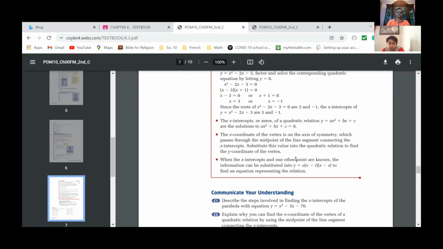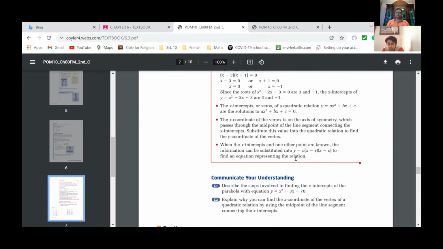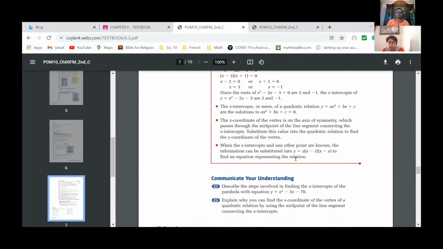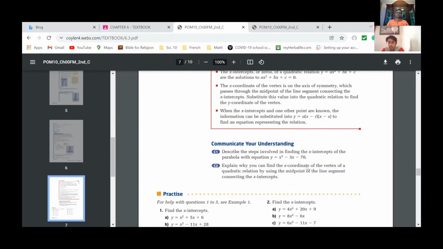Correct. So the x-intercepts, or zeros, of a quadratic relation y equals ax squared plus bx plus c are the solutions of ax squared plus bx plus c equals 0. The x-coordinate of the vertex is on the axis of symmetry, which passes through the midpoint of the line segment connecting the x-intercepts. Substitute this value into the quadratic relation to find the y-coordinate of the vertex. And when the x-intercepts and one other point are known, the information can be substituted into y equals a(x minus r)(x minus s) to find the equation represented in the relation.